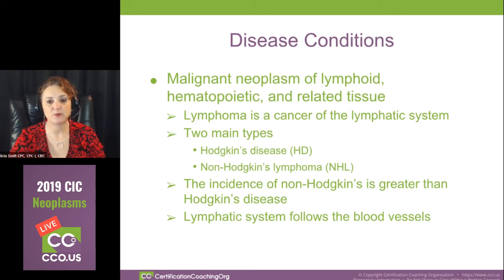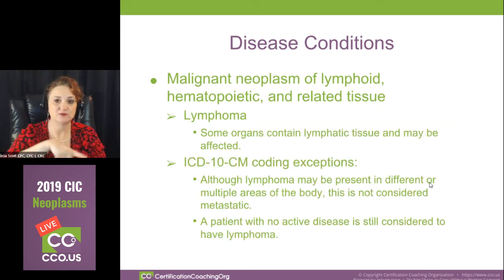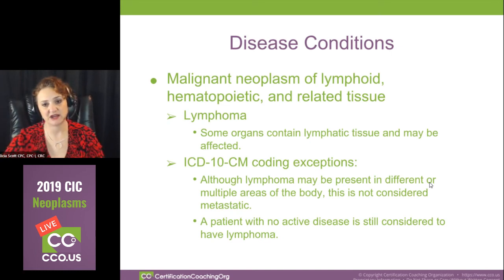If we have a lymphoma, then we have cancer in the lymphatic system. There are two types of lymphatic system cancer. We have Hodgkin's disease, which is HD, and we have non-Hodgkin's lymphoma, which is NHL. Non-Hodgkin's is more common than Hodgkin's lymphoma. And what happens is the cancer goes through the lymphatic system and follows the blood vessels. Remember, I told you they're together. Wherever you have blood vessels, you have lymphatic system.